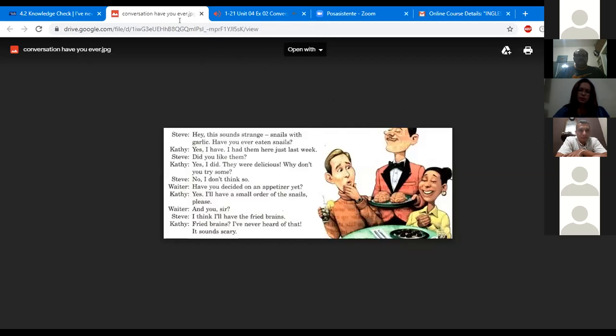Listen and practice. Hey, this sounds strange. Snails with garlic. Have you ever eaten snails? Yes, I have. I had them here just last week. Did you like them? Yes, I did. They were delicious. Why don't you try some? No, I don't think so. Have you decided on an appetizer yet? Yes. I'll have a small order of the snails, please. And you, sir? I think I'll have the fried brains. Fried brains? I've never heard of that. It sounds scary.